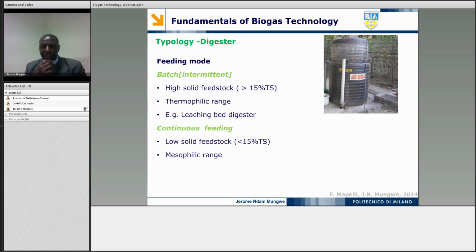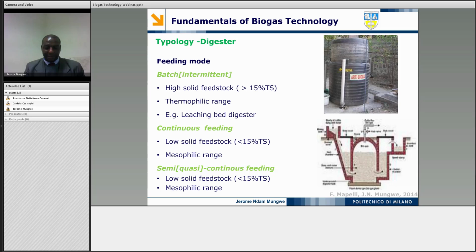Then we can have continuously fed digesters, which means the feedstock will be much more in a fluid form. So the total solid concentration is less than 15%. Or we can have semi-continuously fed digesters where the feeding is not continuous but intermittent.